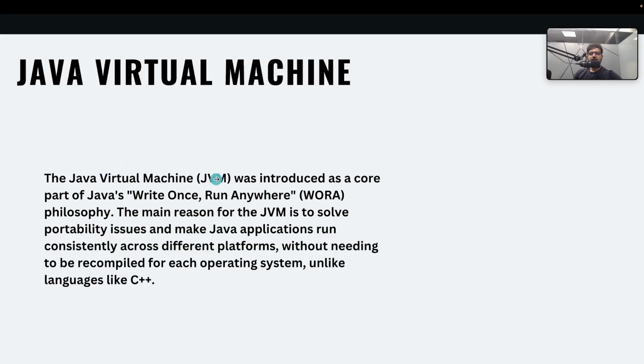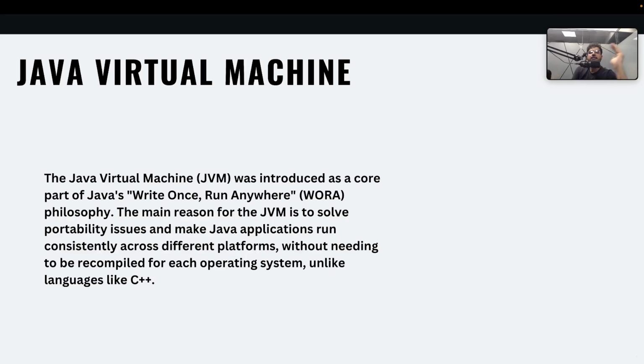The Java virtual machine, and if you're a Java person, you tell me, I know this from the very top, from my JVM days or whatever, was introduced as a core part of Java's write once, run anywhere philosophy. Write once, run anywhere. The problem with languages like C, C++ is, if you compile them on a Windows machine or a Mac machine or a Linux machine, you can't run that binary in other places. It's very hard to create a binary for a language like C++ in one operating system and move it to another operating system.